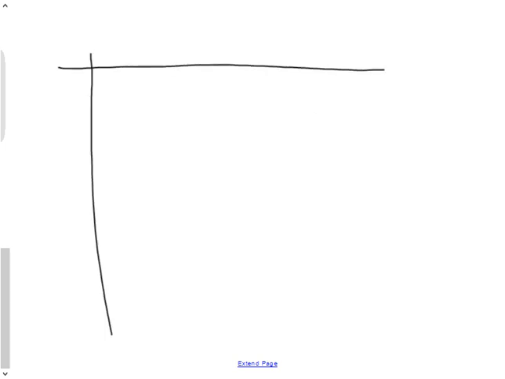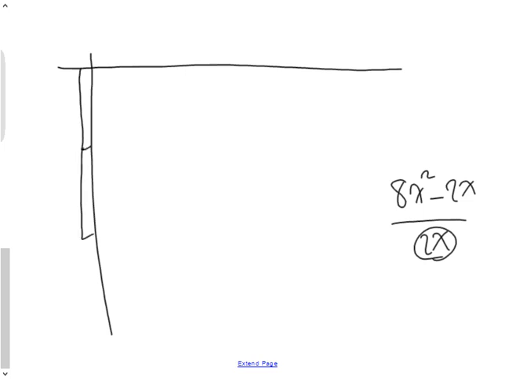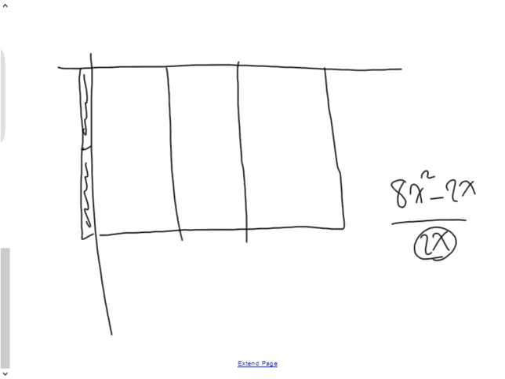In the second show, here we have our model, and the question says 8x squared minus 2x divided by 2x. So the first thing I'm going to draw is the side I know. I'm going to put 2x's down here. They're positive, so I'm going to shade them in. Now I'm going to figure out how I'm going to fit 8x squareds into there. And I realize that the only way I can do that is to make this a little bit bigger.